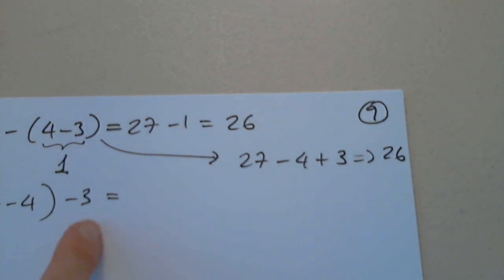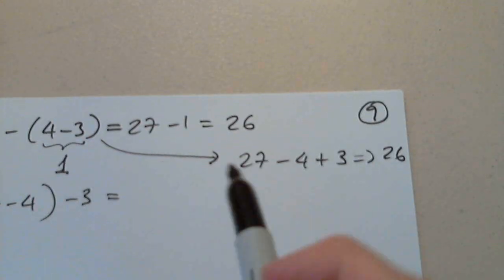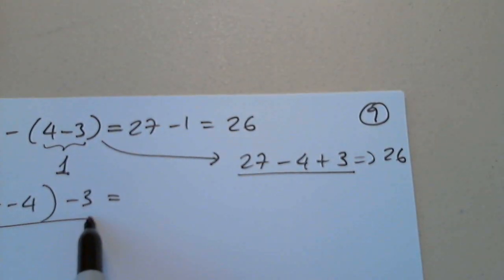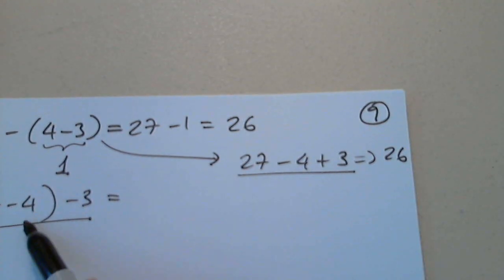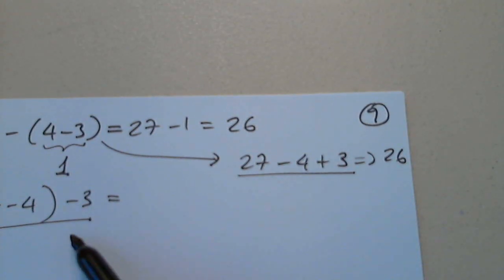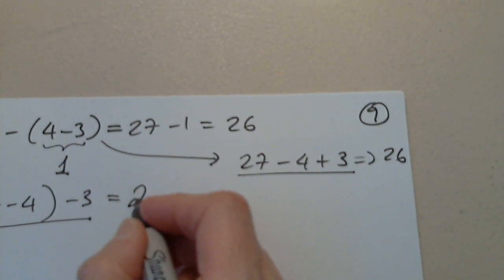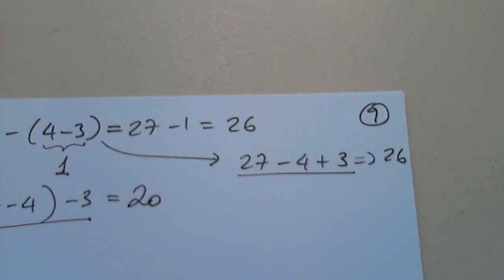But here, 3 is not positive. So in this particular example, the associative rule does not apply, because they're not the same. See, this is not this. The negative 4 is correct, but the positive 3 is negative 3 here. So they're not the same. 27 minus 4 is 23. 23 minus 3 is 20. So be careful. If they're not the same, they're not the same.